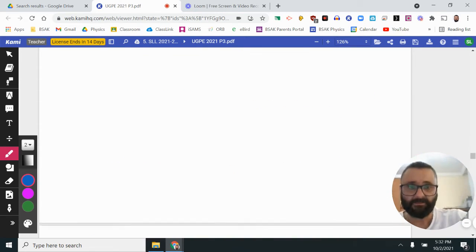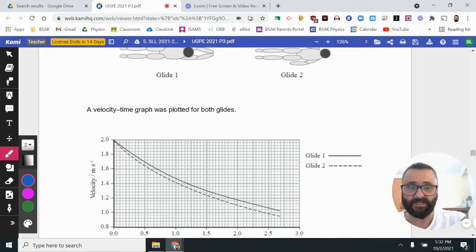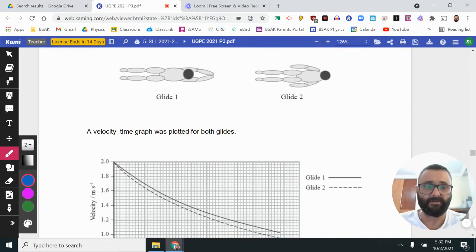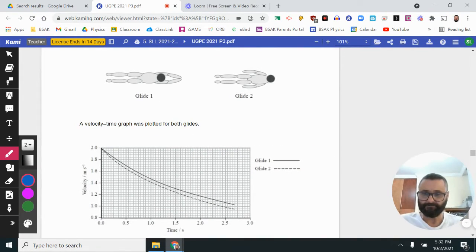Okay? Right, well, as we can see, in glide 2 he's slowing down more rapidly, isn't he? His velocity decreases more rapidly. Reason, well, he's less streamlined. He's got more surface area, so he's going to have a bigger resultant force from the water slowing him down. In glide 1, he's more streamlined. He's got less surface area, so he's going to slow down less rapidly.